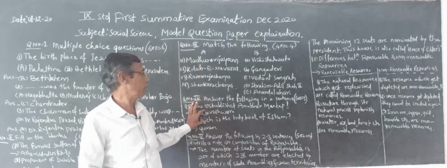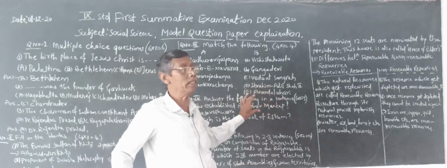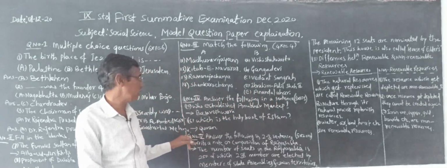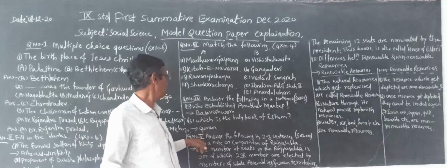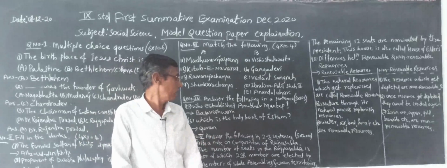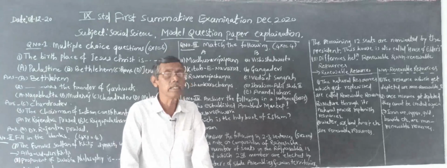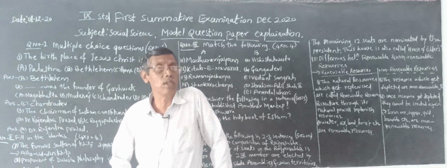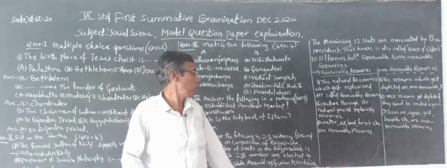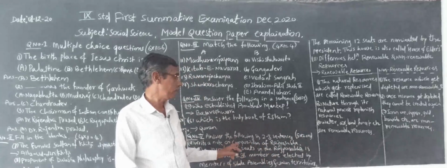These are the 1 mark questions. Like 5 questions are given in the examination and you have to answer in 1 sentence. These are the 1 mark questions. Now question number 5, answer the following in 2 to 3 sentences each. Here also 5 questions will be given and each question carries 2 marks. Total 10 marks for the 2 marks questions.